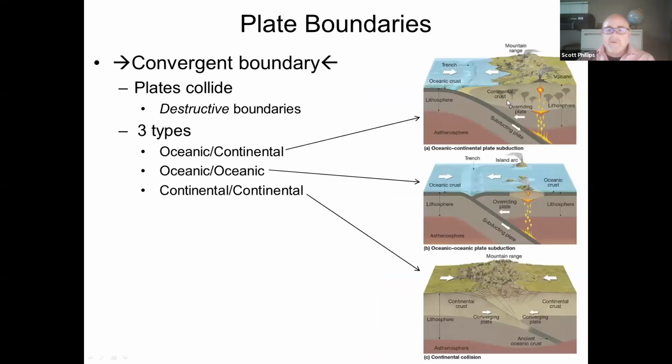Then we have convergent boundaries, and there are 3 different ways you can have that. You can have oceanic crust colliding with continental crust. In some cases you can have oceanic crust colliding with other oceanic crust. And then lastly, you can have continental crust colliding with other continental crust.